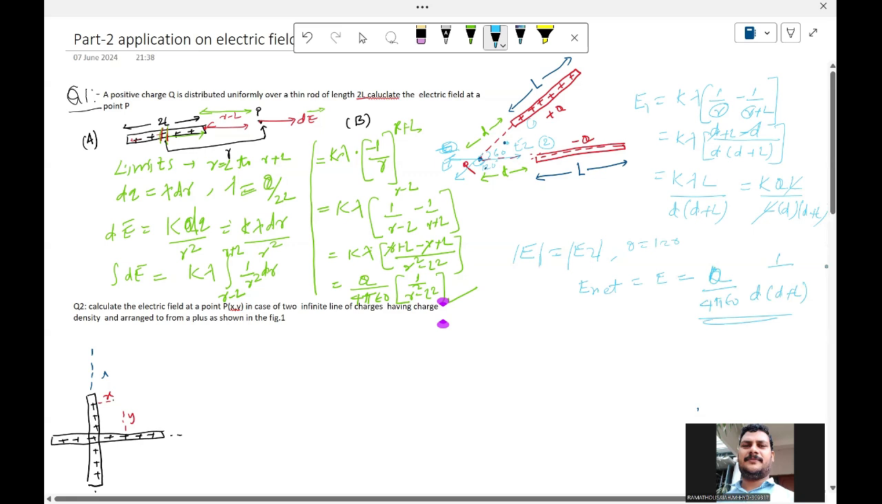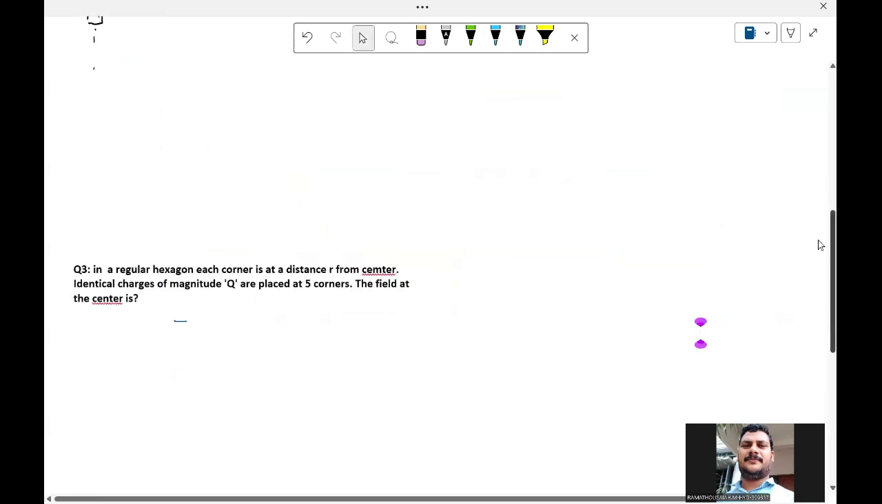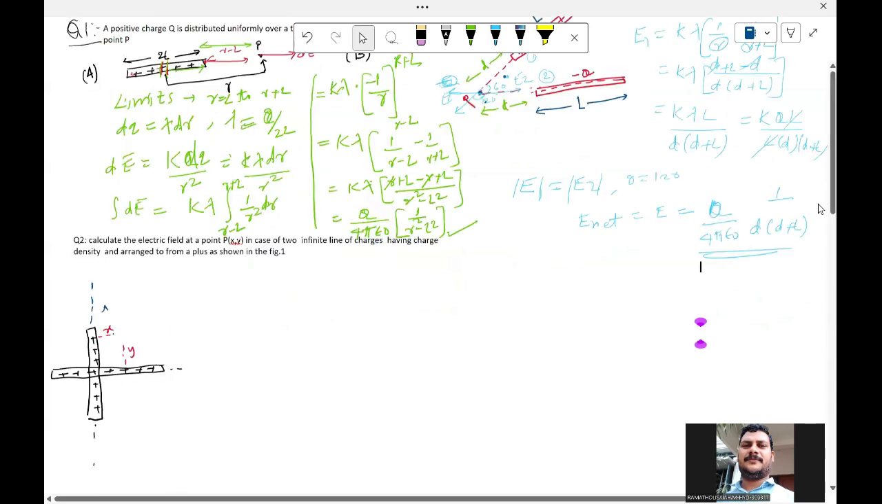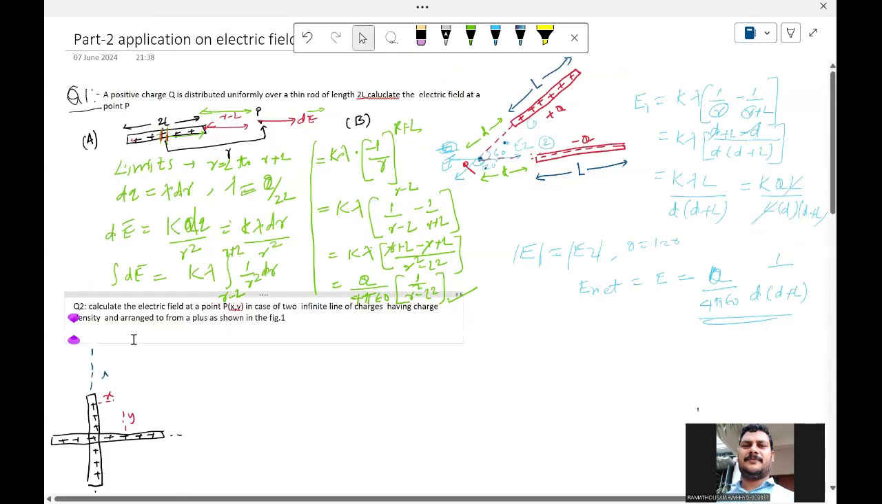So this is only an application of finding the direction of the electric field, the angle between them, and adding those. So similarly, in this model, see here.